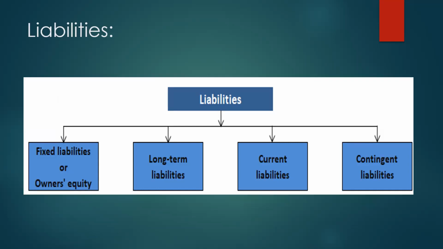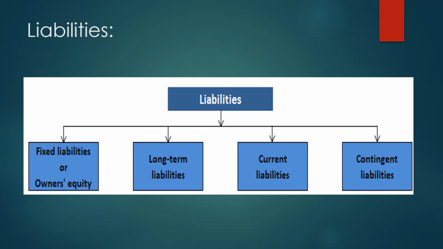Liabilities are broadly classified into four types. The first one is fixed liability, second one is long-term liability, and the third one is current liability, and the last one is contingent liability. The liability is nothing but the term in accounting that is used to describe any kind of financial obligation that a business has to pay at the end of an accounting period to a person or a business. Liability, in simple words, means something that is owed to somebody else. The liability is calculated by subtracting the equity from the assets.